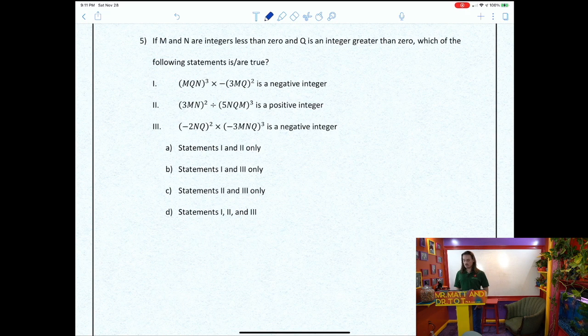Statement 2, the quantity 3 times m times n, quantity squared, divided by the quantity 5 times n times q times m, quantity cubed, is a positive integer. In statement 3, the quantity negative 2 times n times q, quantity squared, times the quantity negative 3 times m times n times q, quantity cubed, is a negative integer. Take a few moments, please, and solve that problem.